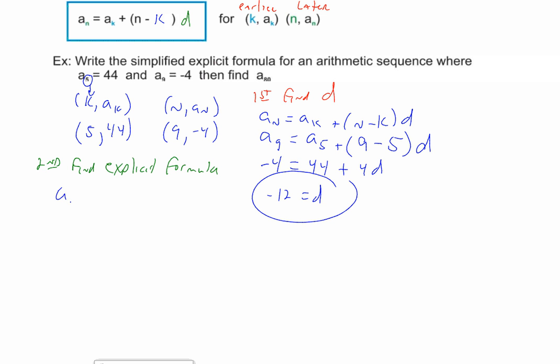All right, so a sub n equals a sub 5 plus quantity n minus 5 times d. All right, so finish this thing off. A sub n, what's a sub 5? 44. And you've got n minus 5 times -12.